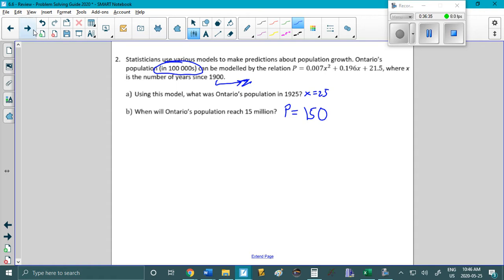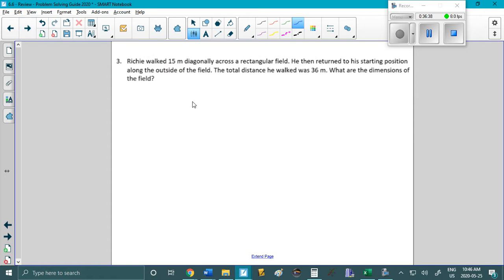Try dividing by 0.007. For number 3, Richie walks diagonally across a rectangular field. He then returned to his starting position along the outside of the field. The total distance he walked was 36. So let's see here. So we've got a rectangular field. So he walked diagonally, so 15. This is 15.